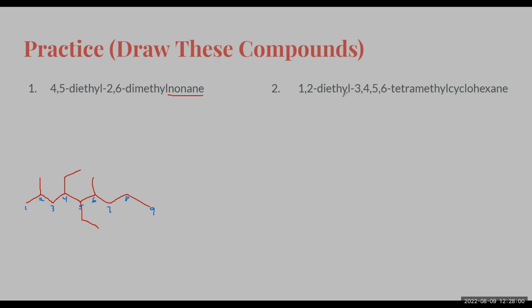So try the second one. It'll be 1,2-diethyl-3,4,5,6-tetramethylcyclohexane. So the first thing I'll do is we see cyclohexane. That's going to be our parent. So I'm just going to draw a 6-carbon chain in a circle or in a cyclic shape. I'm going to number my carbons. So I'm going to do 1, 2, 3, 4, 5, 6.